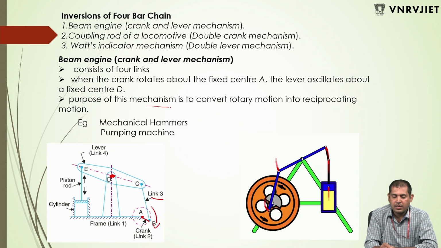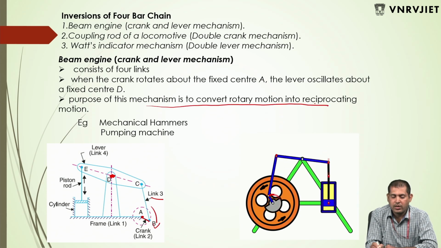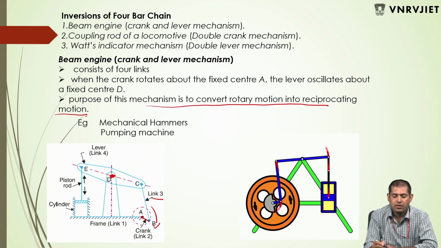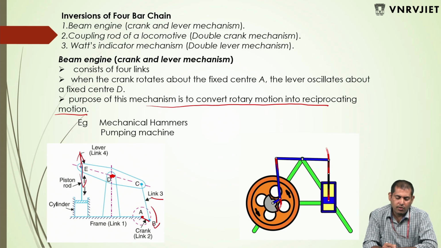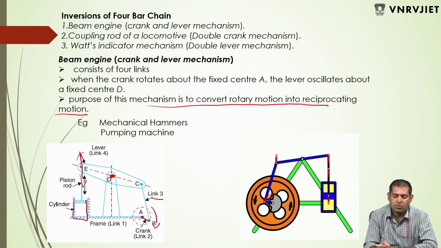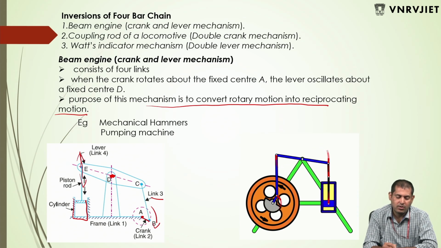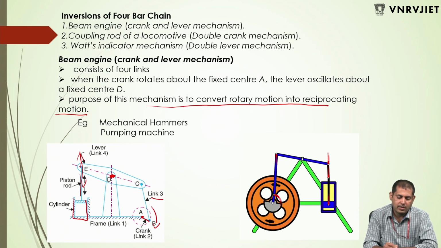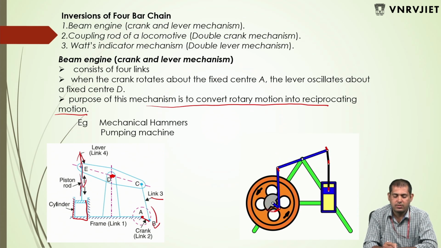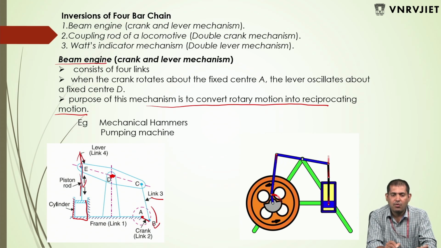The purpose of this mechanism is to convert rotary motion into reciprocating motion. Here the lever moves in an oscillating motion. We can arrange cylinders here, or mechanical hammers, or pumps. The piston rod is connected here and always moves in an up and down motion. This is the purpose for which the beam engine works.